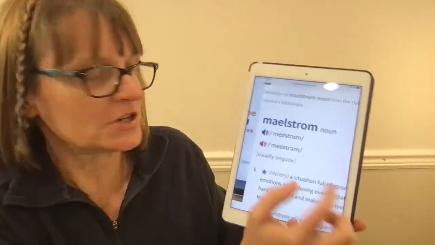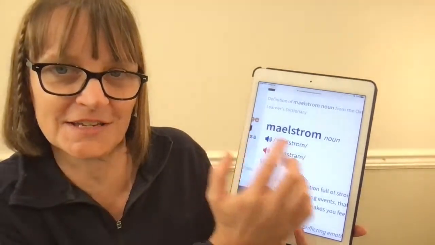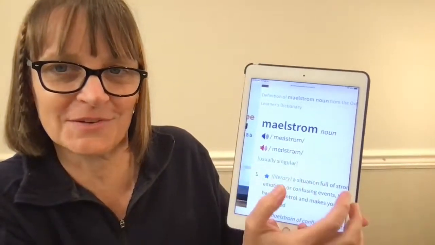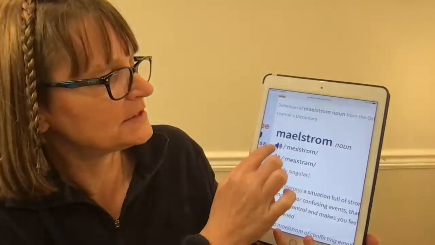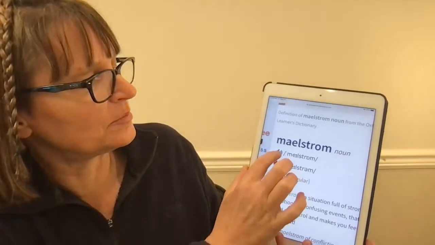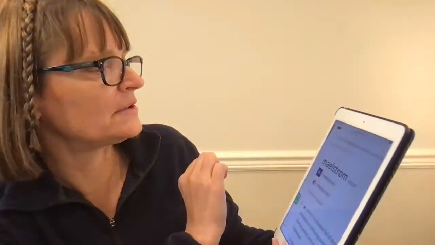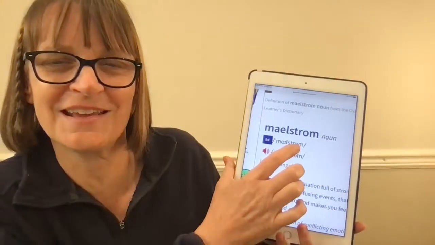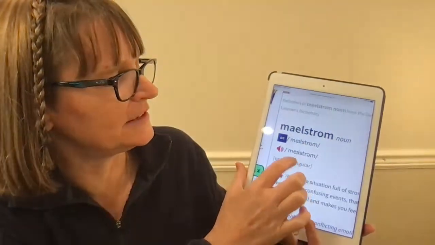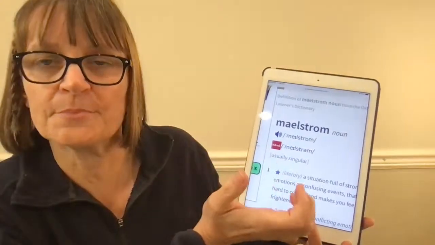So I like this dictionary because it uses the IPA symbol. So you can see it matches how I teach in my videos and on my website. And then this is going to be the British pronunciation versus the American English. So in British, maelstrom. Maelstrom. It sounded to me kind of like a schwa there, but it does have a slightly different vowel. In American English, maelstrom. Maelstrom.